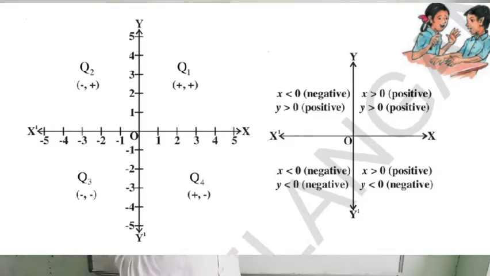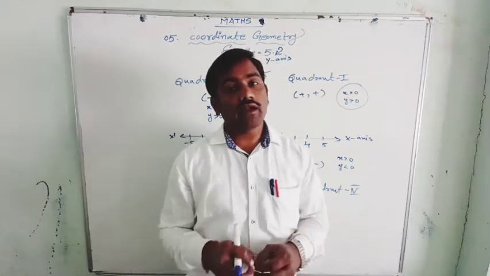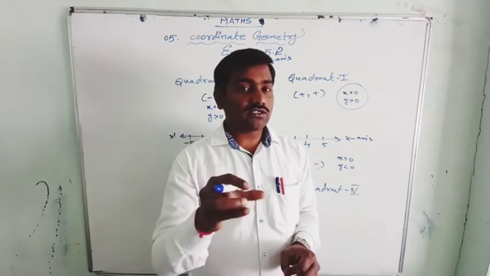The graph, known as a Cartesian plane, will be divided into 4 quadrants: quadrant number 1, quadrant number 2, quadrant number 3 and quadrant number 4. After dividing the graph paper into 4 equal parts, now our topic comes: locating points on the graph paper. Locating points.